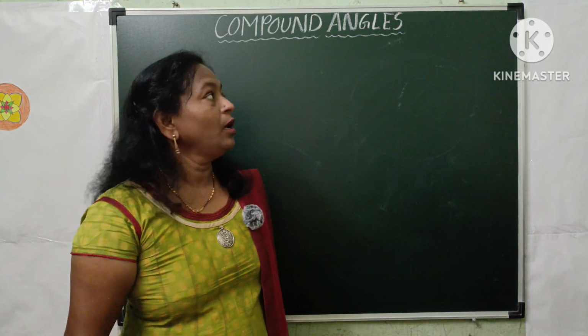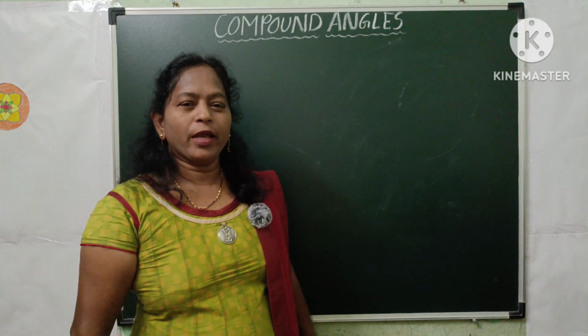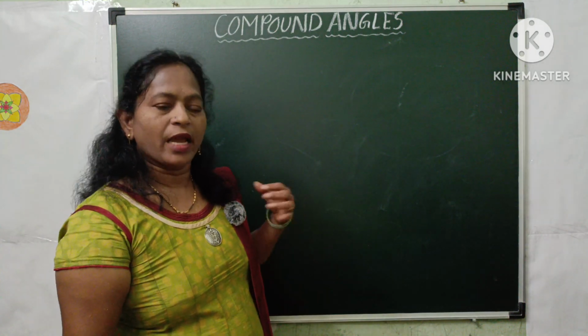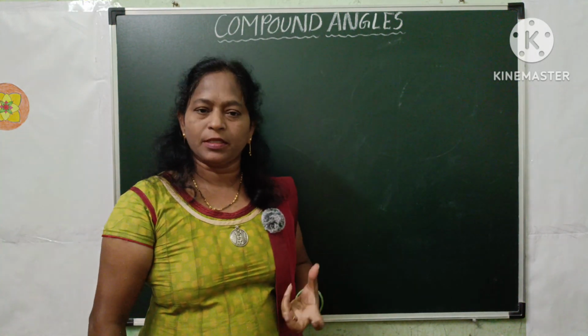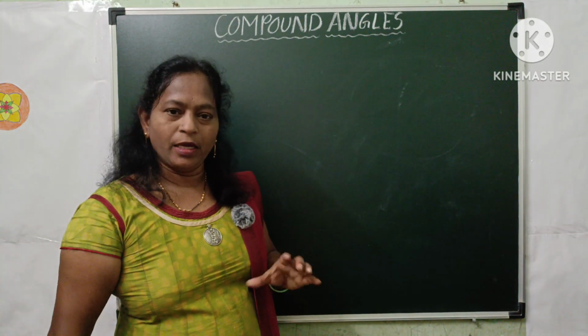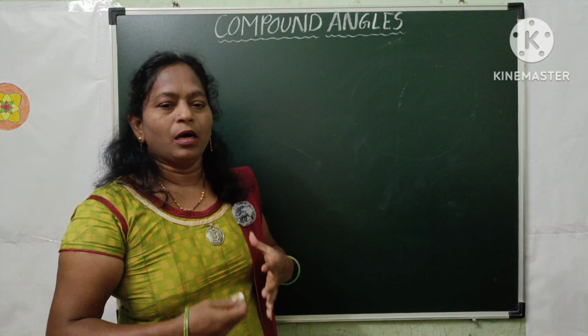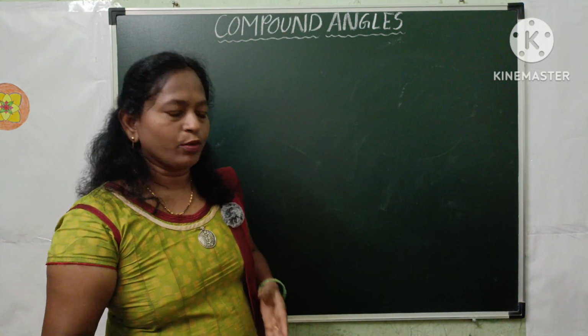Today we will discuss compound angles. Compound angles means sin A plus B, cos A plus B, sin A minus B, cos A minus B. These mean one angle we have to write as a sum of two angles or a difference of two angles.